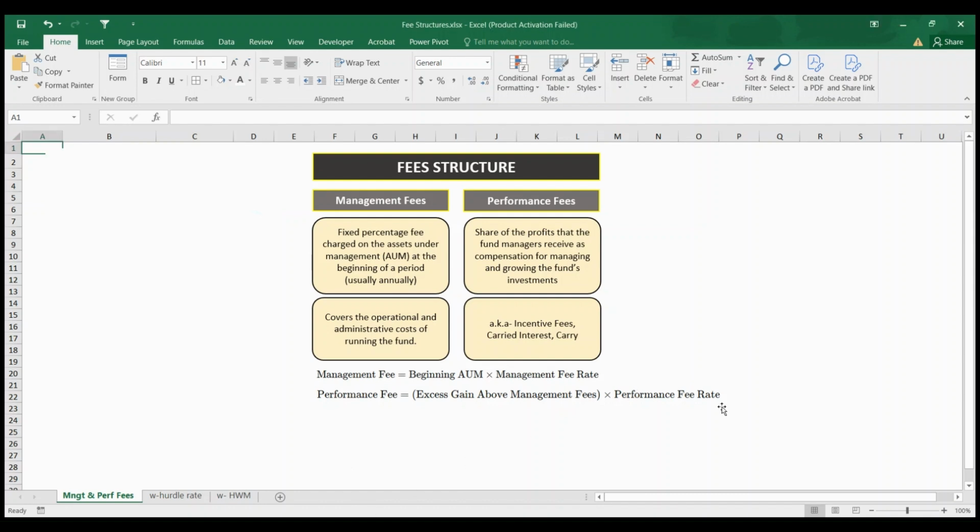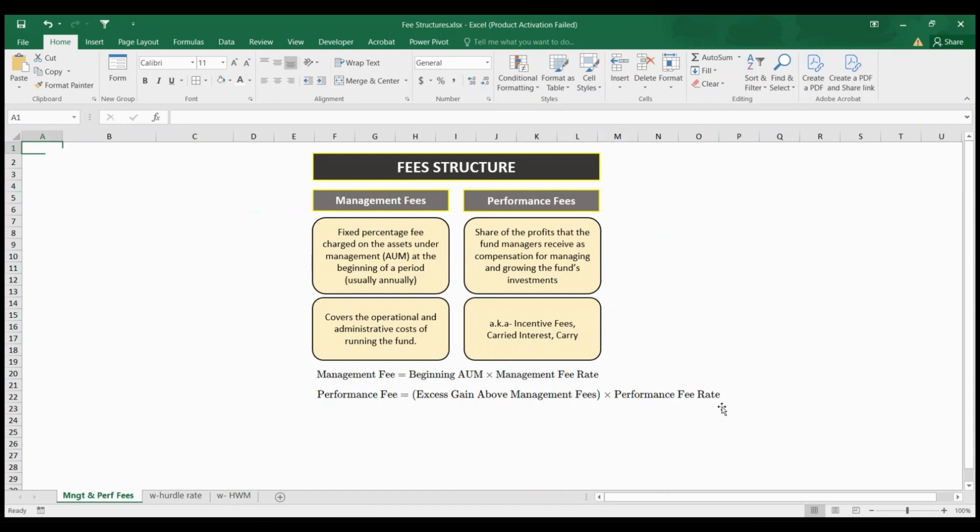Management fee is a fixed percentage fee that is charged on the assets under management at the beginning of the period. It is usually calculated annually. Plus, it is charged to cover the operational and administrative cost of running the fund. Management fee is calculated as beginning AUM times the management fee rate.